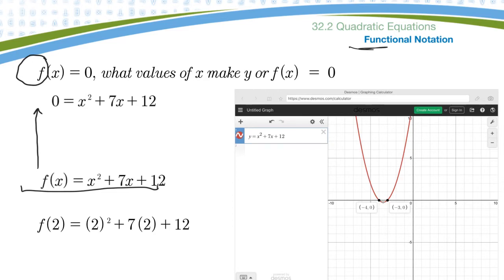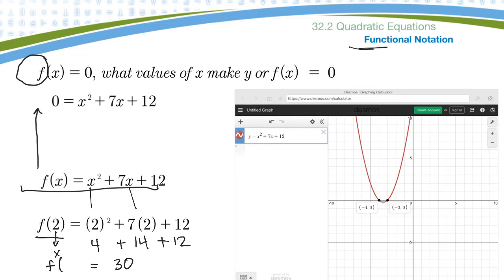Now, you might have seen function notation that looks like this, and when they say f of 2, what they're saying is, if I have an x value of 2, what is my y value? And so what you do is you plug a 2 in everywhere you see an x. This would come out to 4 plus 14 plus 12. So 4 plus 14 would be 18 plus 12. I think that comes out to 30.